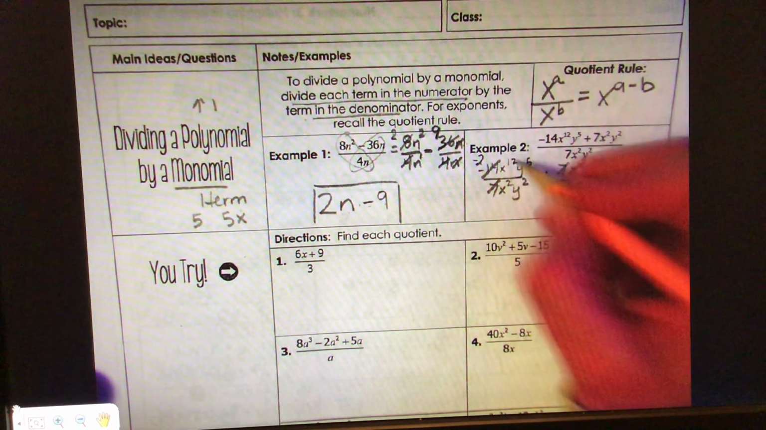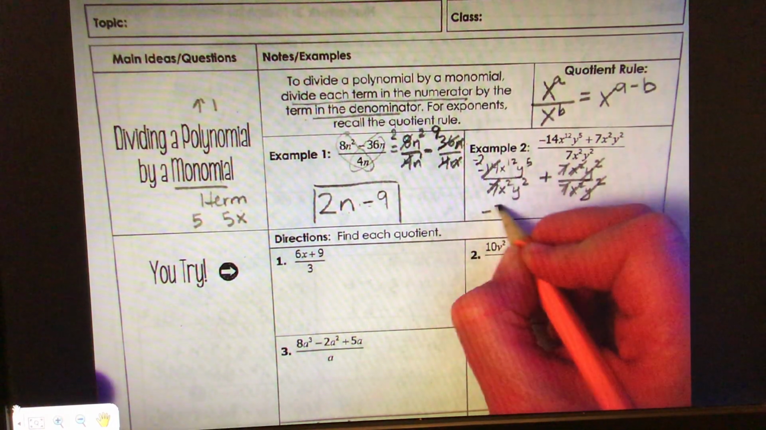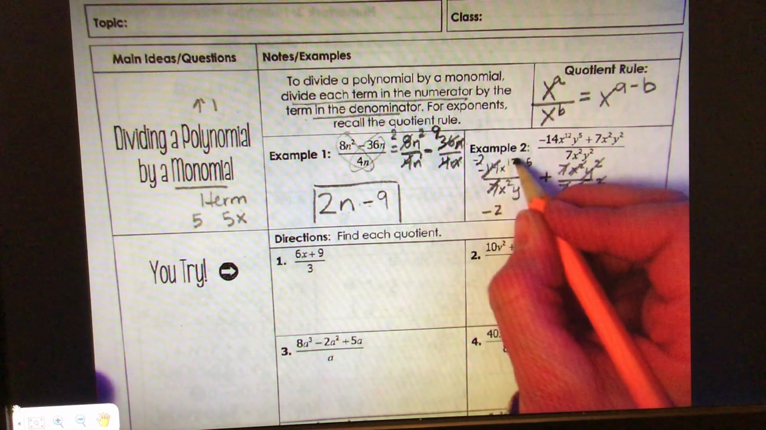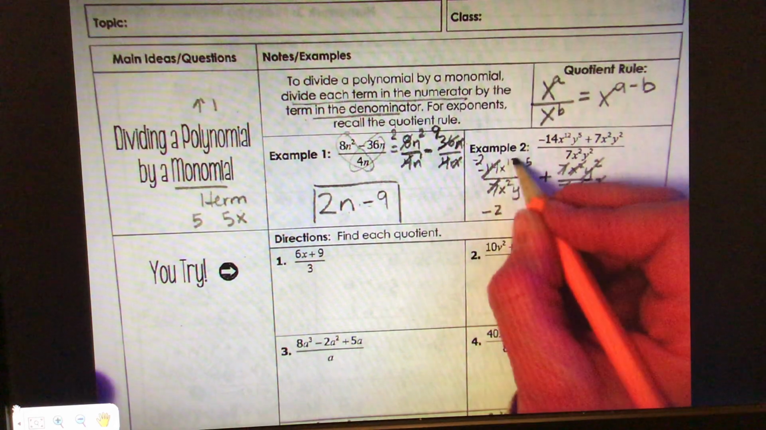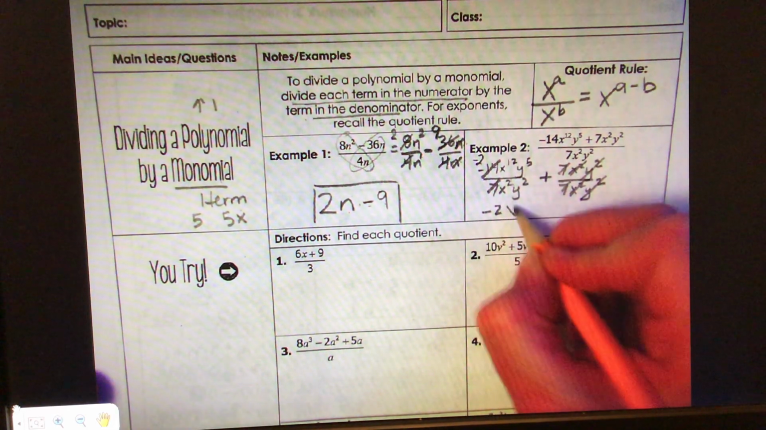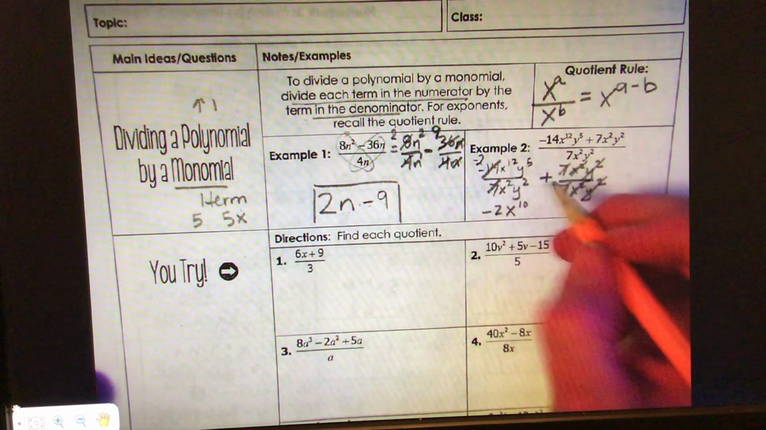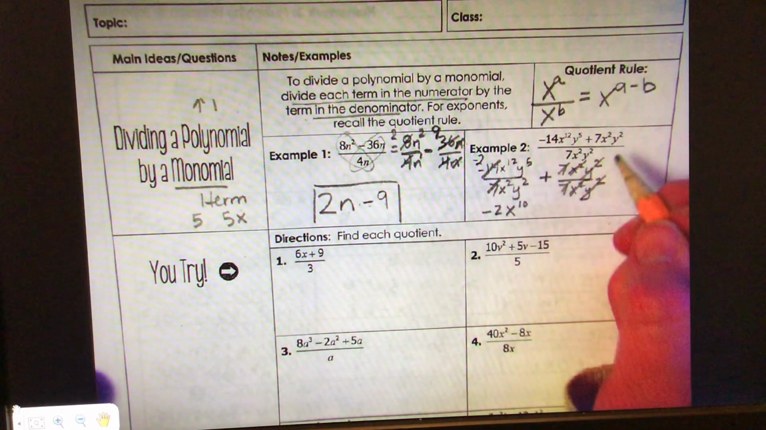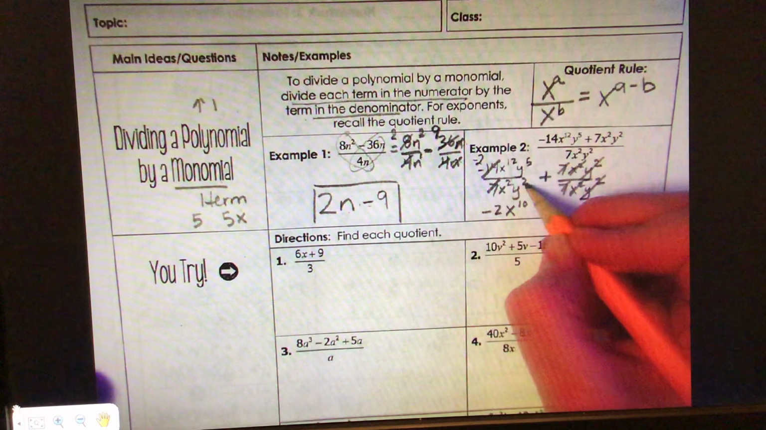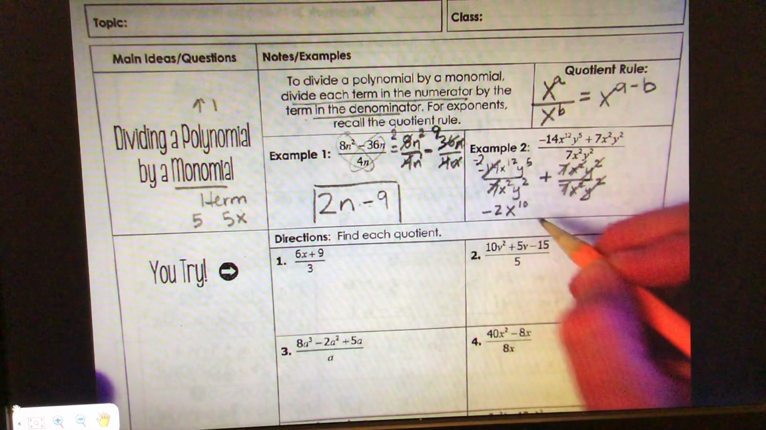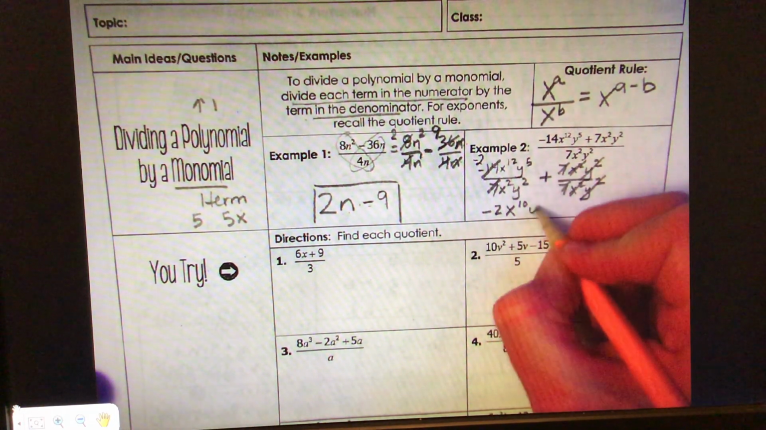Then I have, let me go ahead and write negative 2. Then I have x to the 12th divided by x to the 2nd, and I'm going to subtract 2 from 12, which is going to give me x to the 10th power. Now I have y to the 5th, and I'm going to divide by y to the 2nd. So I have 5 minus 2, that's y to the 3rd.